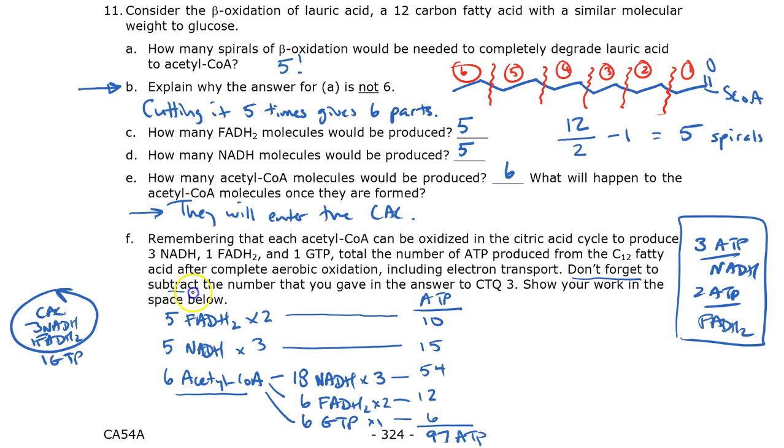Am I done? Don't forget to subtract the number that you gave in the answer to question 3. What was that? Remember, that was the activation step that requires 2 high energy phosphates. So I'm going to subtract 2 for fatty acid activation, and I'm going to get to my final answer, which is 95 ATP.